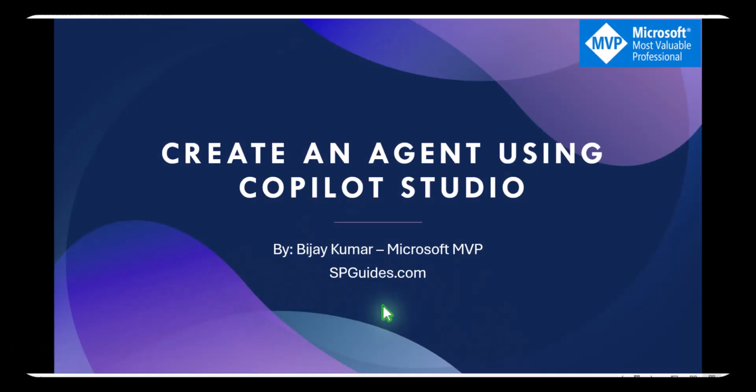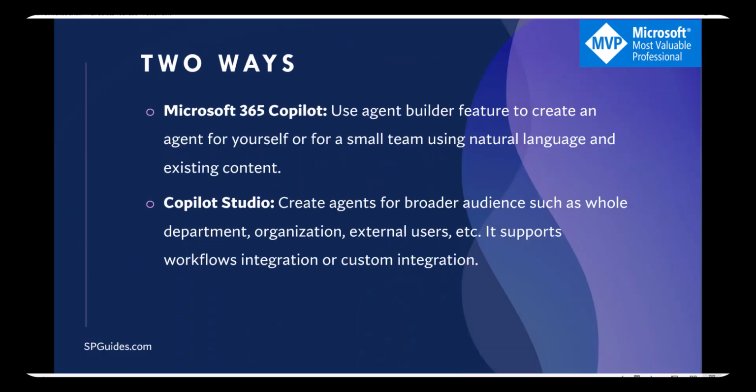So now let's go to the system and we will develop an agent which will answer our sales representative questions. We will see that step by step. So before showing you the SharePoint site, let me show you that these are the two ways that you can build an agent. One is the Microsoft 365 Copilot option and the other is Copilot Studio. Now let's just understand quickly what are these two things.